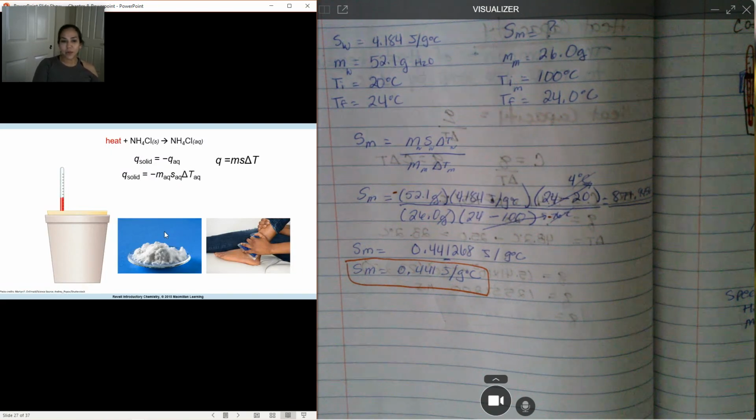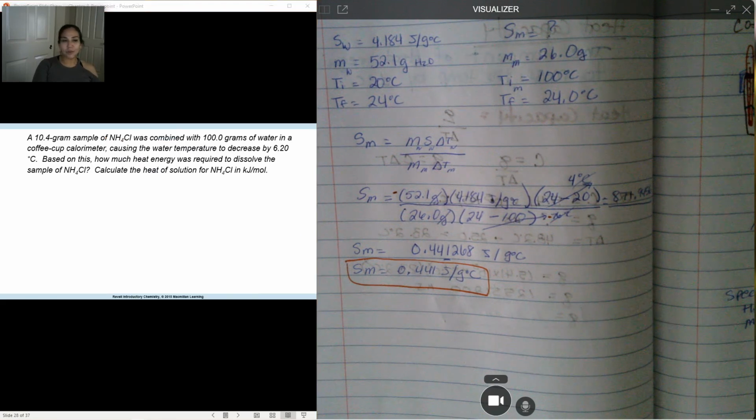Now that we know that, we're going to take another look at it, this time in a little word problem kind of way, and then try to solve that problem. So in this example, you have a 10.4 gram sample of ammonium chloride, and it's being combined with 100 grams of water in a coffee cup calorimeter. It's going to cause the water temperature to decrease, that means go down, by 6.20 degrees Celsius. Based on this, how much heat energy was required to dissolve the sample of ammonium chloride?